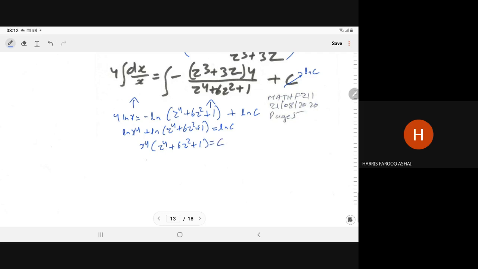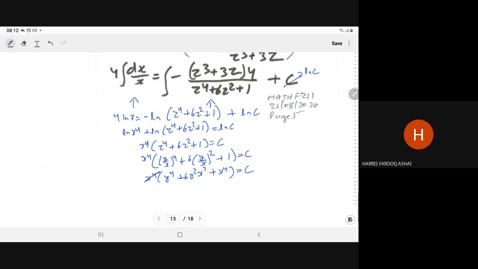So what have we assumed? We have assumed z is equal to y upon x. So this will become x to power 4 into ((y upon x) to power 4 plus 6 (y upon x) square plus 1) is equal to c. So it will give you y to power 4 plus 6 y square x square plus x to power 4 is equal to c, right? After taking the LCM, the x to power 4 cancels out, so this will be the solution.